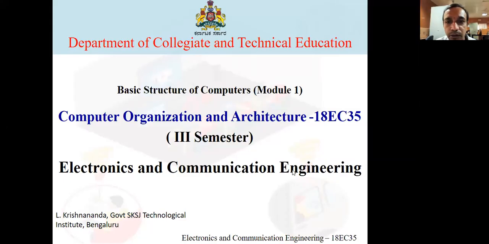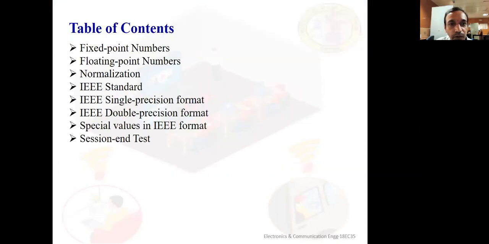Good morning, dear students. Now we are into session 7 of the first module of this subject, Computer Organization and Architecture. So in this session, we'll be looking into fixed point and floating point numbers and their representation and IEEE standards used to represent these formats with an example.